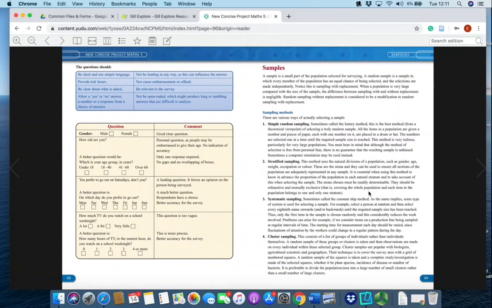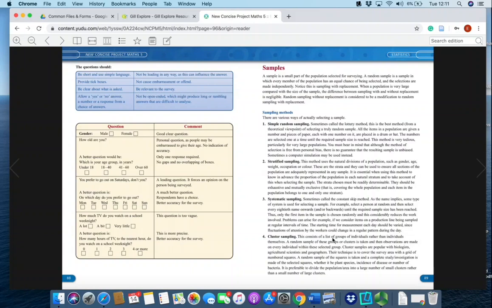Okay, so stratified sampling. Systematic sampling then is where there's a system used for selecting the sample. So in other words, select a person at random and then select every 80th name onwards. Or if you were trying to pick people to do a smaller one in your school, you'd pick every 5th person from the roll book or something like that. So you have a system.